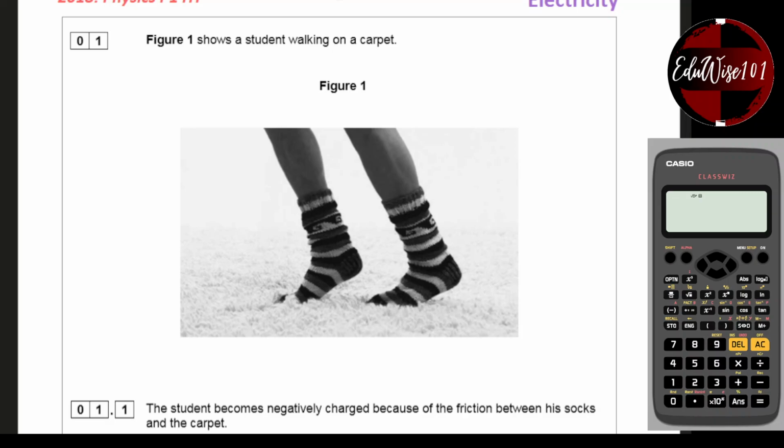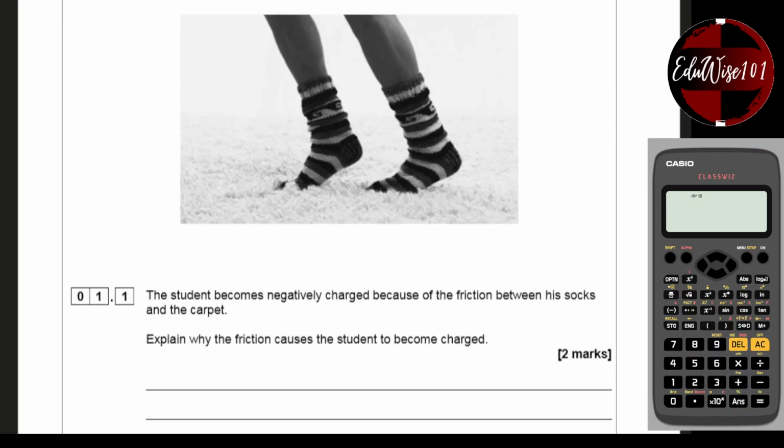Question 1 shows Figure 1 shows a student walking on a carpet. The student becomes negatively charged because of the friction between his socks and the carpet. Explain why the friction causes the student to become charged. Now, they've given you part of the answer: because of friction, electrons or charged particles, mainly the electrons here, are actually being transferred from the socks to the carpet or from the carpet to the socks.